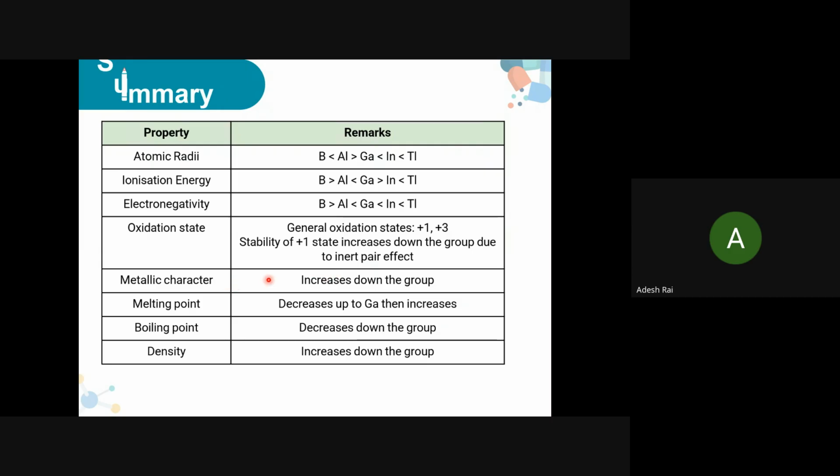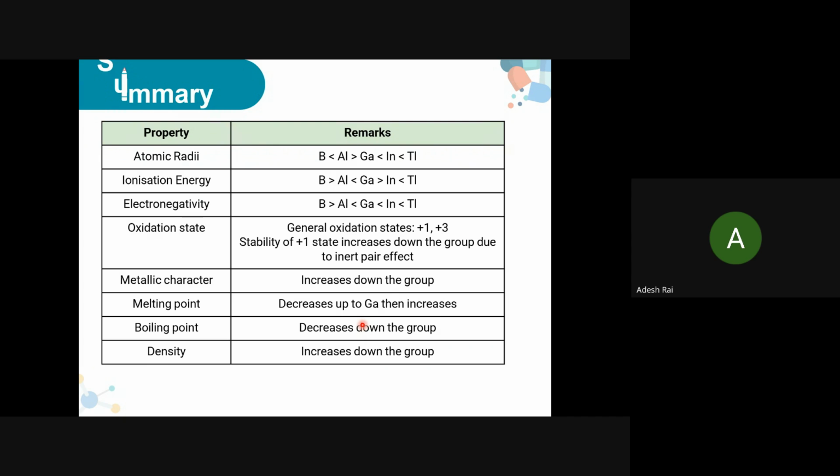What about metallic character? Metallic character will increase down the group, yes or no? Achha, melting point, boiling point, density you have to remember. In melting point, what is the trend? It decreases up to gallium, then increases. But boiling point decreases down the group and density increases down the group. Please remember this trend. So this is the overall summary that we have done in today's class.